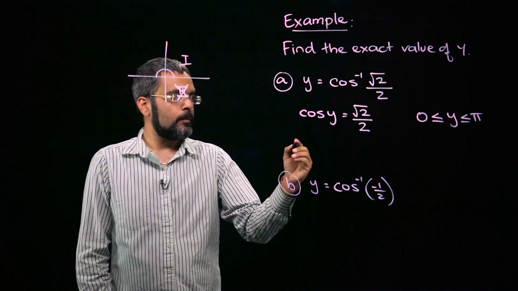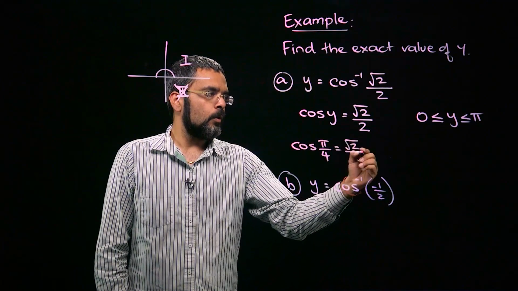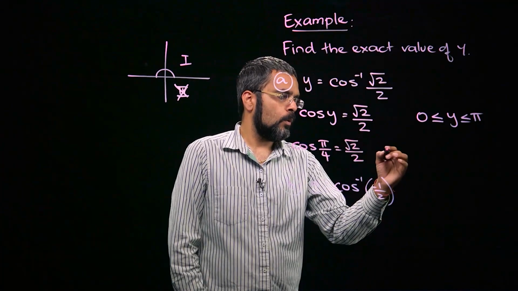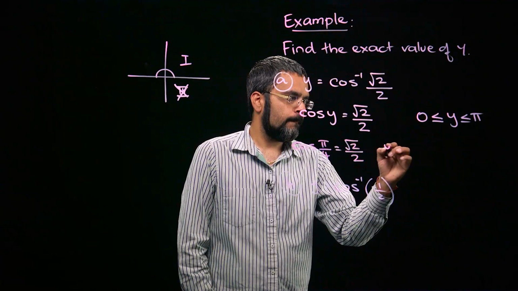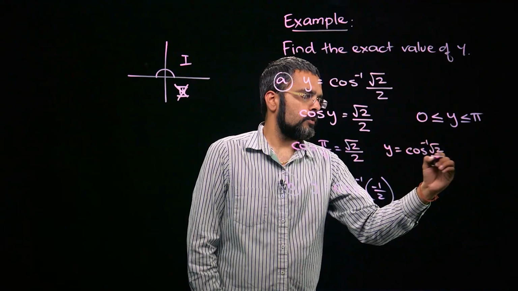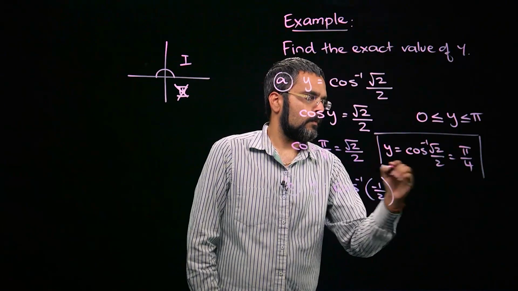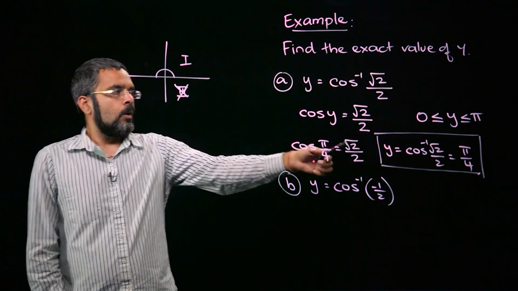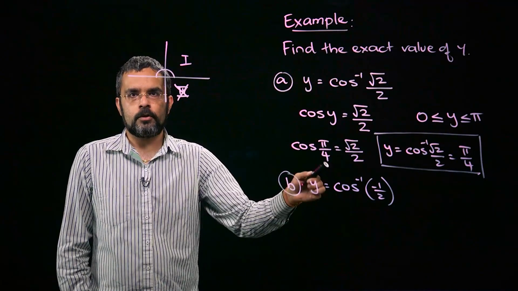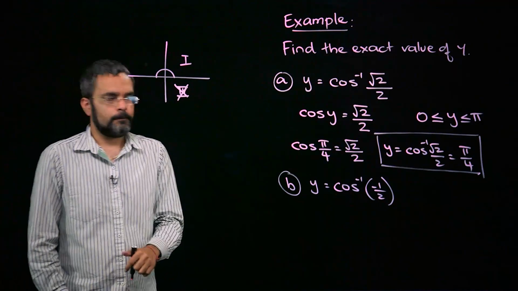So now think about an angle such that cosine of y is root 2 over 2. And that angle is going to be pi over 4: cosine of pi over 4 is root 2 over 2. Okay? Which means that y equals cosine inverse of root 2 over 2, which is pi over 4. Okay? So if cosine of pi over 4 is root 2 over 2, that means cosine inverse of root 2 over 2 is going to be pi over 4.